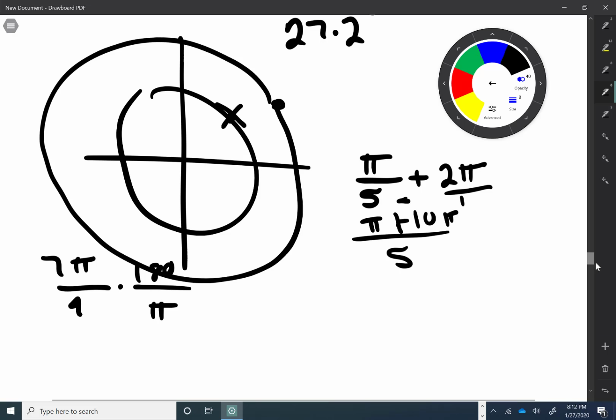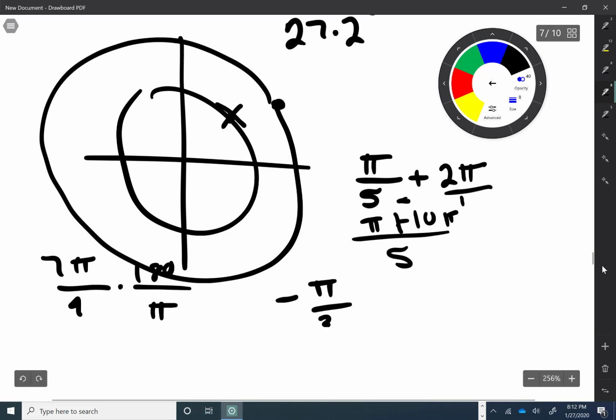19, change negative pi over 3 to degrees. In order to change something to degrees, you do 180 over pi. So this would be negative 60 degrees.